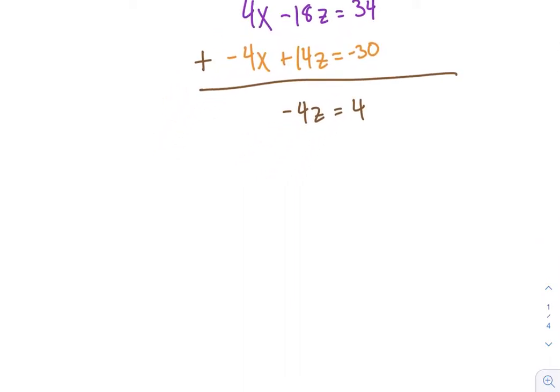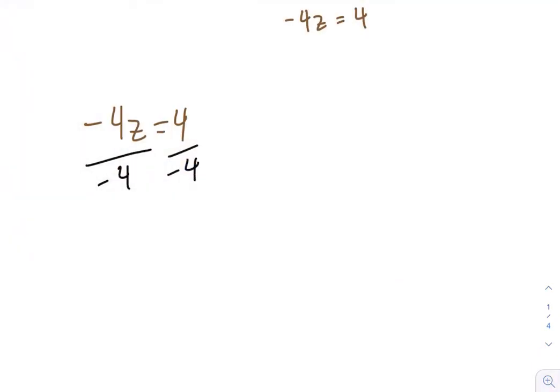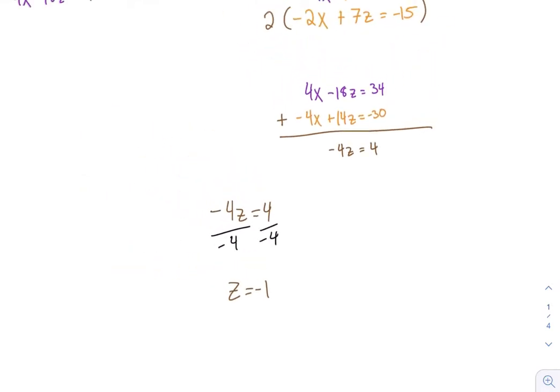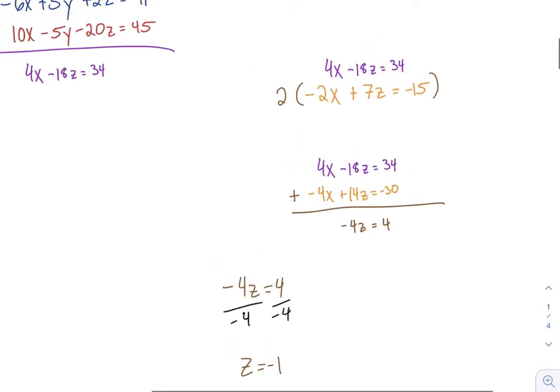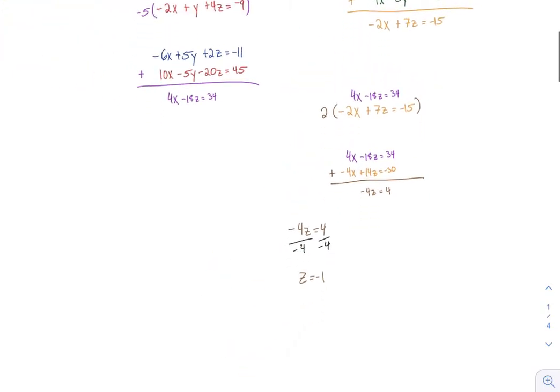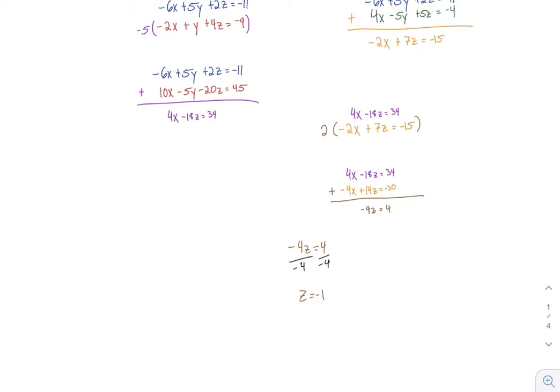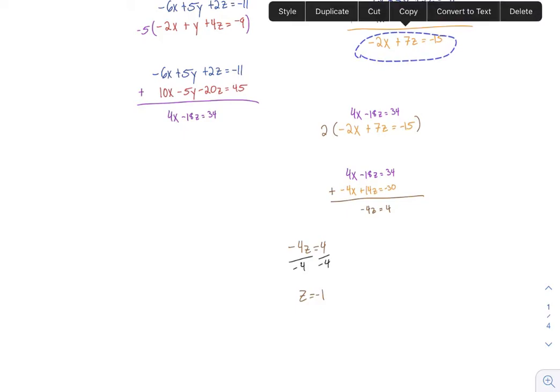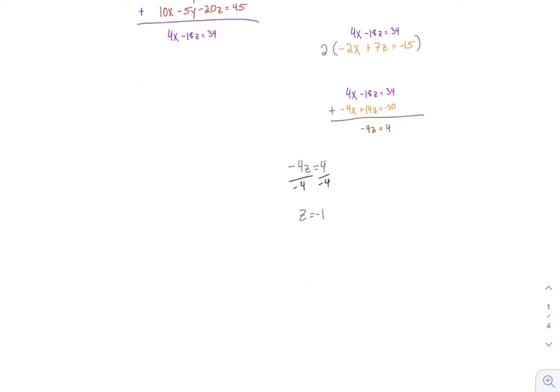So I can solve for z in this equation. Negative 4z equals 4, so I am going to divide both sides by negative 4. So I have 1z, and I'm left with z equals negative 1. Now what I want to do is take one of the 2 variable equations, whether it be the purple one or the orange one, and plug in z and solve for x. I'll use the orange just because the numbers are a little smaller.